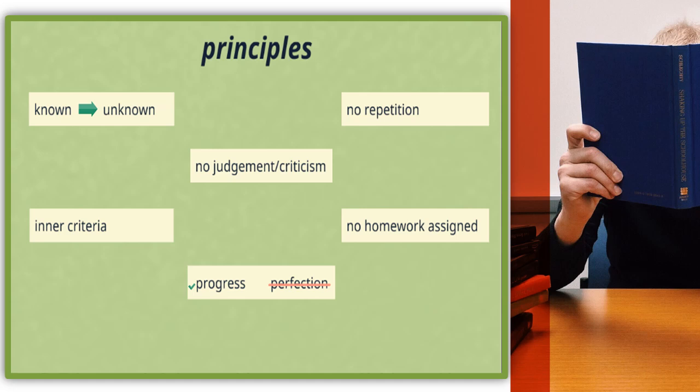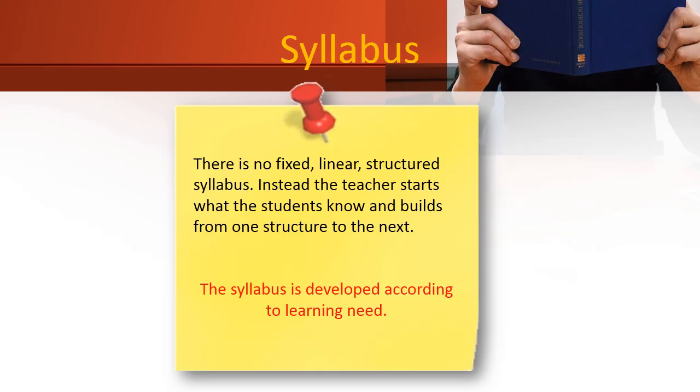Inner criteria is described here: whatever the student learns in the class will motivate him or her to learn further languages themselves. Homework we usually don't give in this method, and we don't work on perfection. Besides that, we work on progress. As for the syllabus, there is no fixed syllabus, and we develop our syllabus according to the learning need. Whatever the student needs to learn, we decide our syllabus from that point and work on that. That's why this is an easy way of teaching.